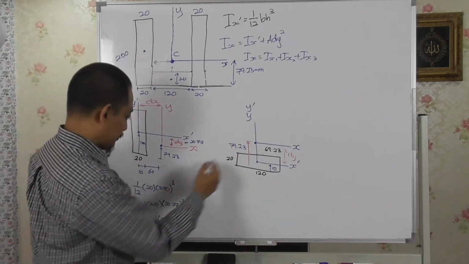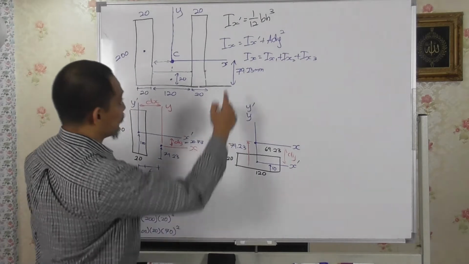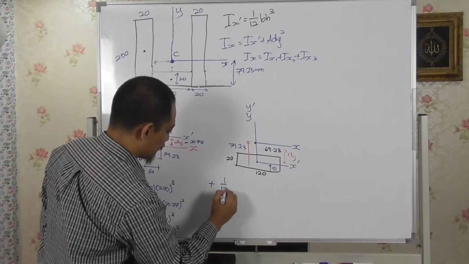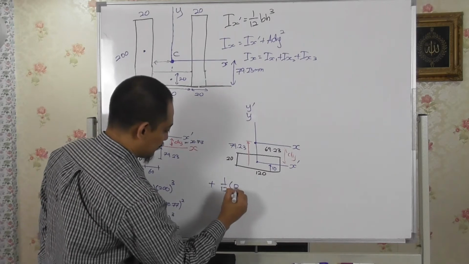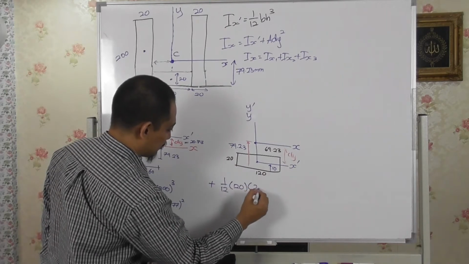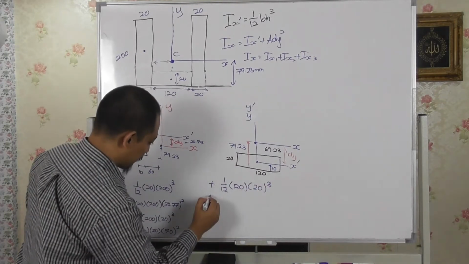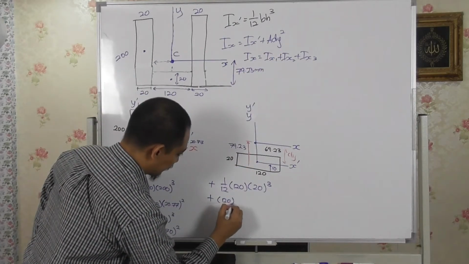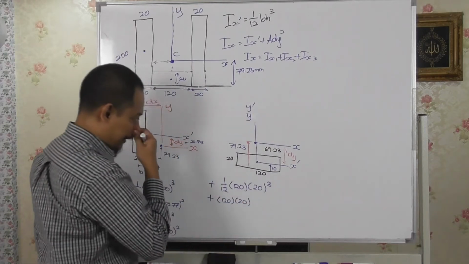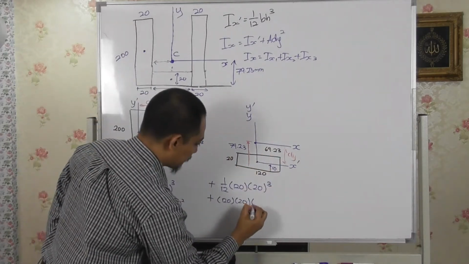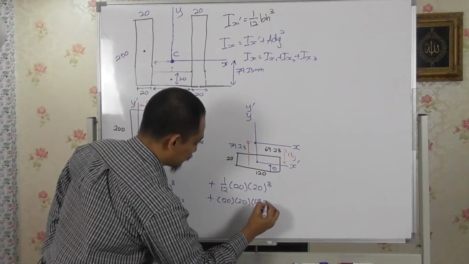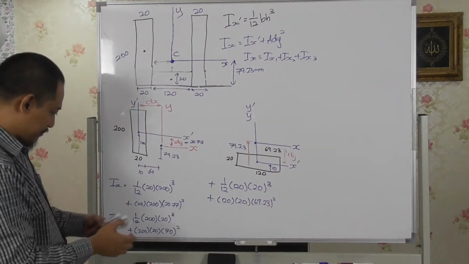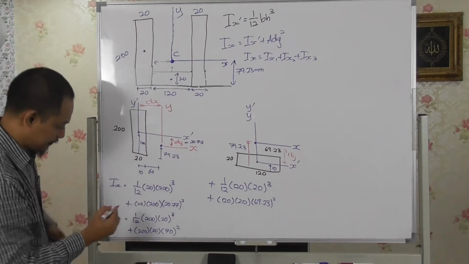Okay, so this one is still 1 over 12 bh cubed, so plus 1 over 12, b here is 120, h here is 20, and then cube, and then plus a dy square. So a is 120 times 20, and then dy is 69.23, then you have square.